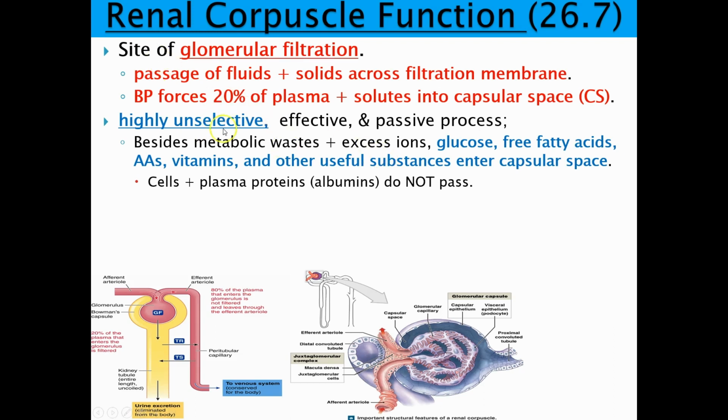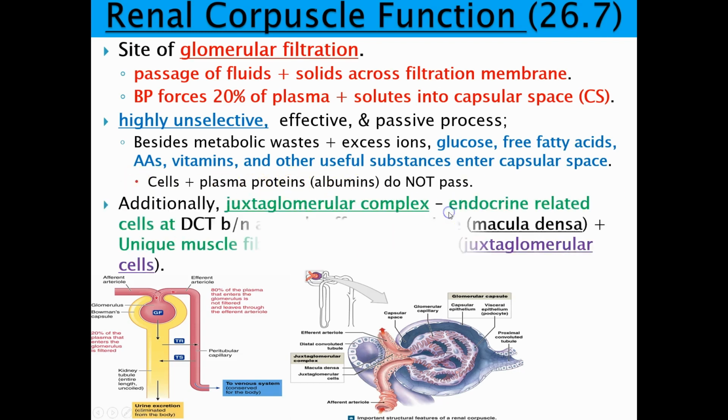Now notice, pretty much metabolic waste and excessive ions are going to be pushed out. But notice glucose, free fatty acids, certain amino acids, vitamins, useful substances, all are going to enter the capsular space. But the cells and the plasma proteins like albumins do not pass. That's what I've been stressing when we talked about our various types of capillaries, right? So we have fenestrated here. We don't have sinusoid. Since we do not have sinusoid, cells and these plasma proteins will not pass.